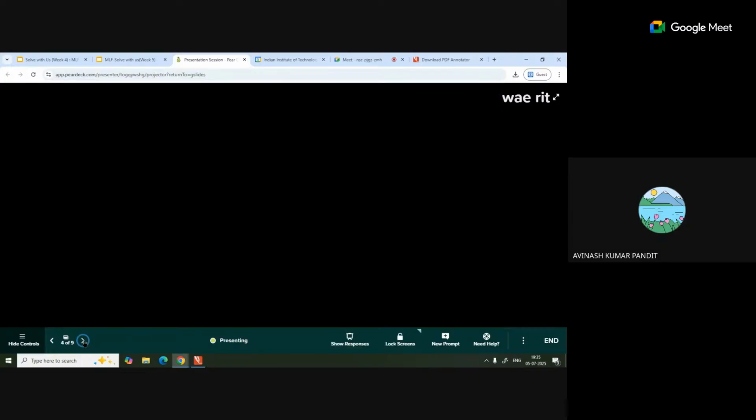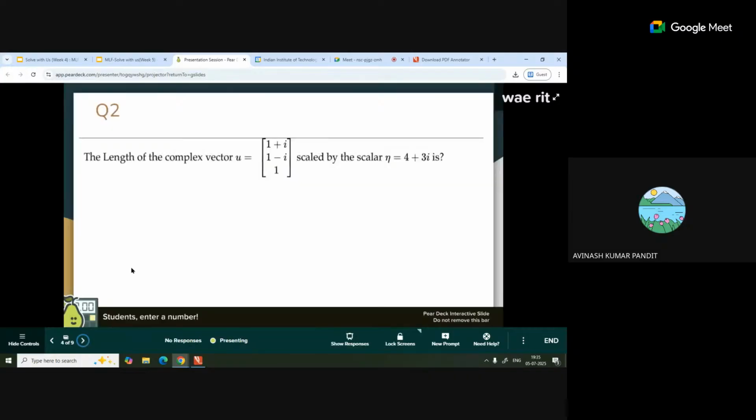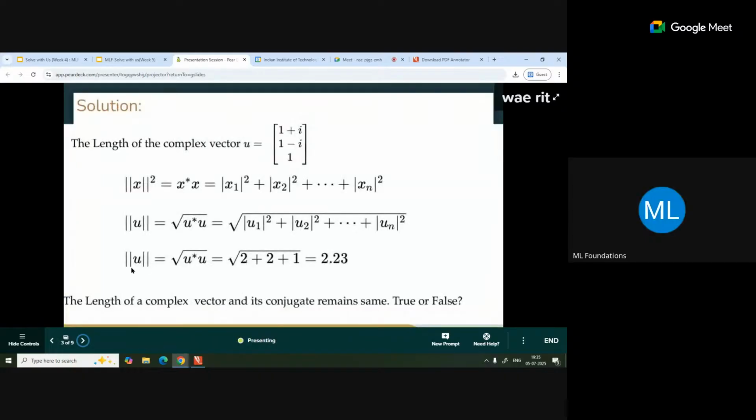Sure. Okay, let's proceed to the next question. There was another question in the previous one, about the length of the complex vector and its conjugate remaining the same. Is it true or false? That was the question. False. It will be different.